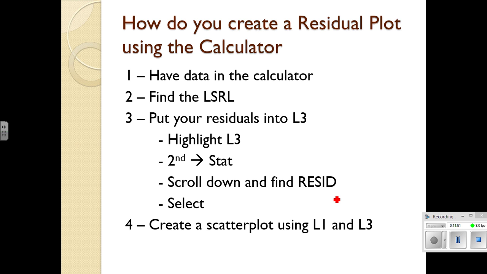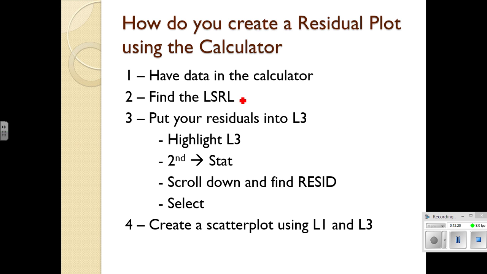So step one, put your data in the calculator. Step two, find that least squares regression line. And then you're going to put your residuals into list 3. So you'll go to your stat, edit your data, and make sure list 3 is cleared out. Go up and highlight L3, and then if you hit second stat, that's basically a big list of lists. If you look just above the stat button, it'll say list. So you hit second stat to get there, and you're going to scroll down.